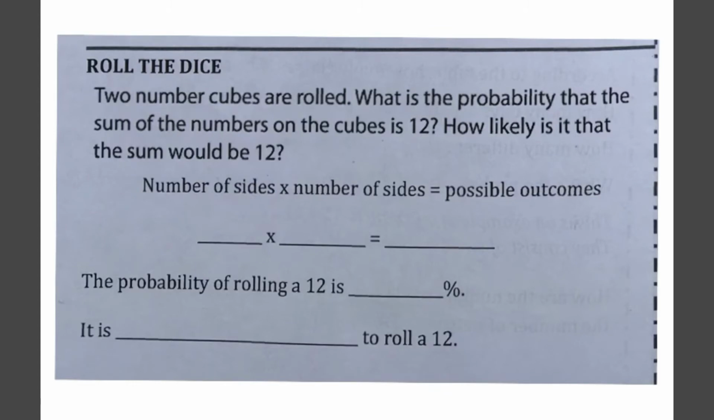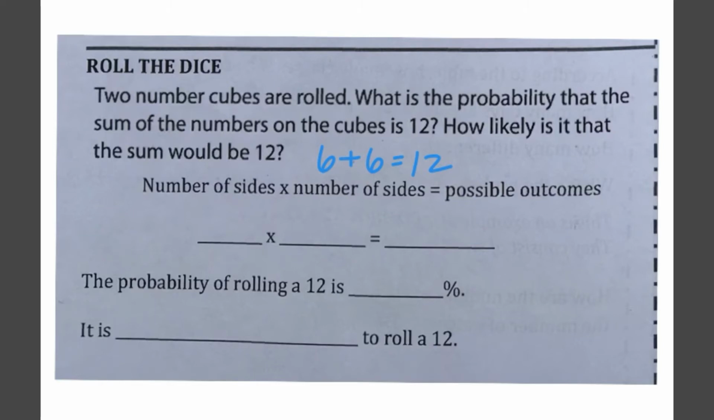So roll the dice. 2 number cubes are rolled. What is the probability that the sum of the numbers on the cubes is 12? Well, let's start here. The only way we can get that sum is a 6 plus 6 on the dice. So there's one combination. And then how likely is it that the sum would be 12? Is it likely, unlikely, or just as likely as not?